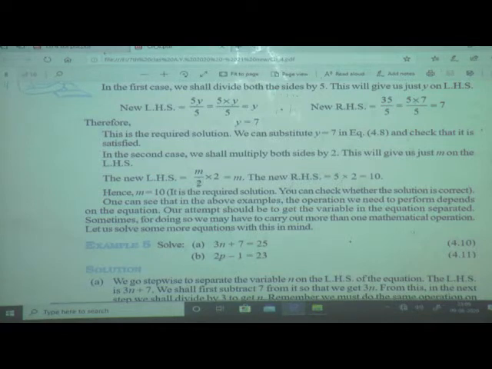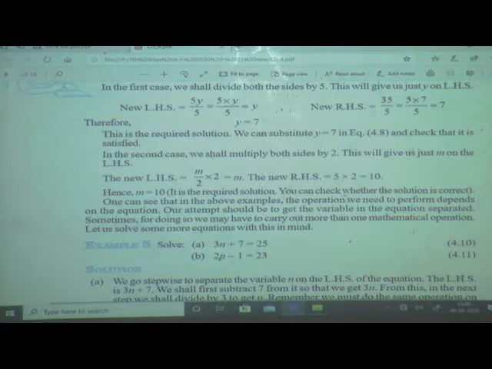So by cancelling this we get m on the LHS, and on the RHS we have 5, so 5 multiplied by 2 is 10. So what is m equal to? m is equal to 10. Hence m is equal to 10, it is the required solution.